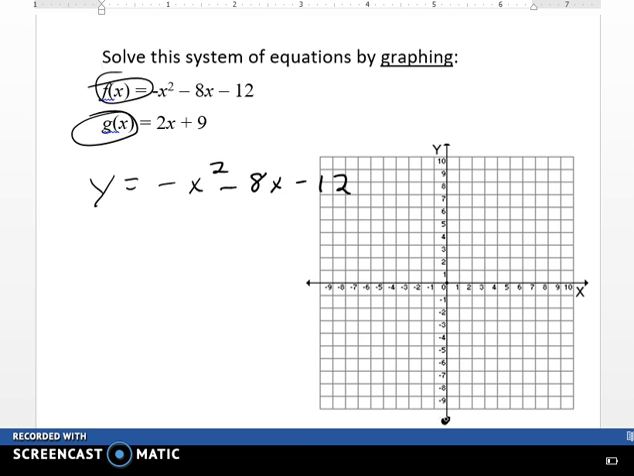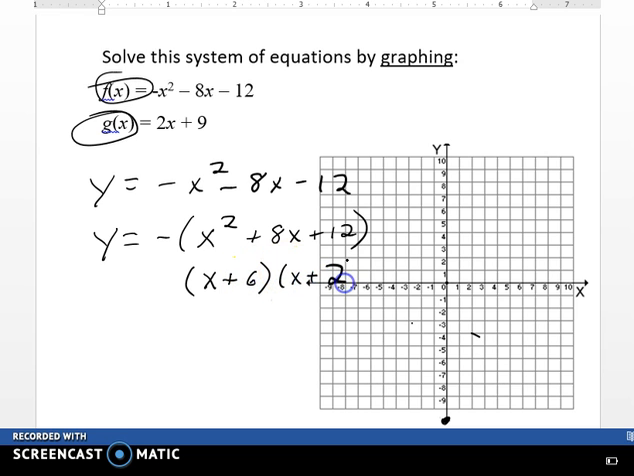Well, let's try to factor it and see if we can come up with some x-intercepts. The first thing I'm going to do is take that negative out of the front. I do not like to have a negative leading coefficient. All right, when I take out that negative, I have x squared plus 8x plus 12. When I factor that, looking for things that have a product of 12 and a sum of 8, I can see that that's going to be x plus 6, x plus 2.